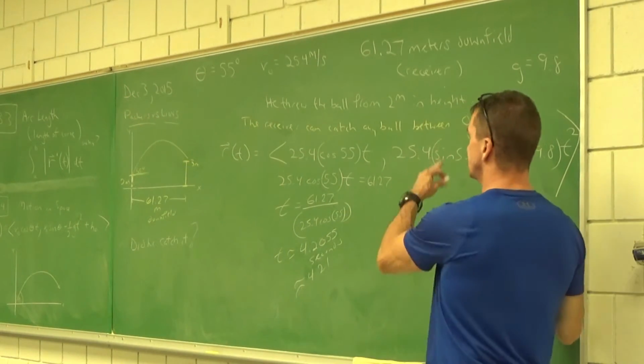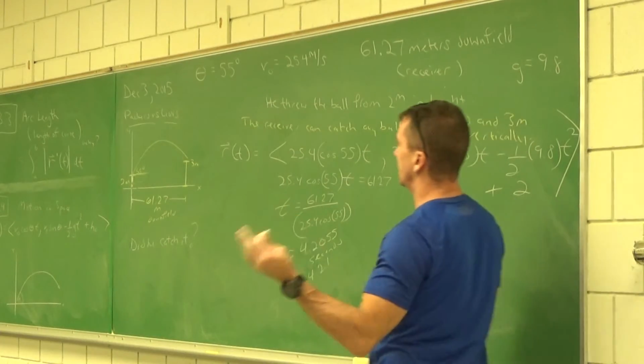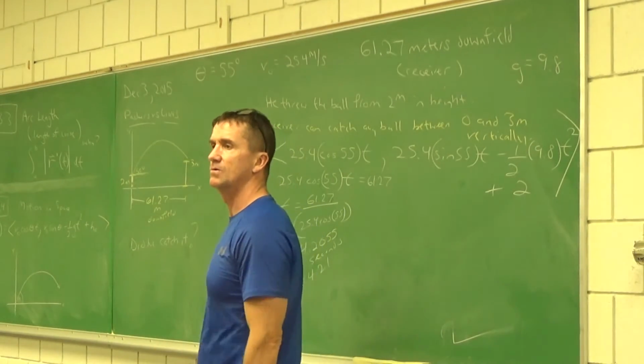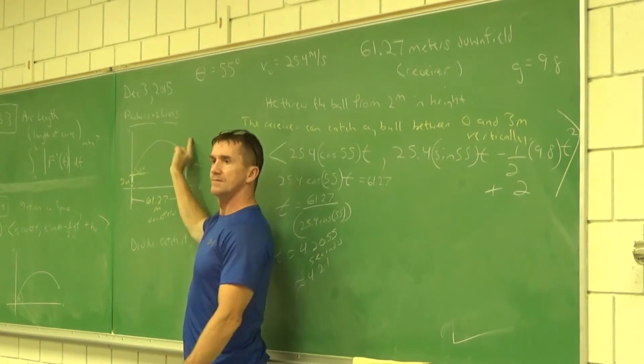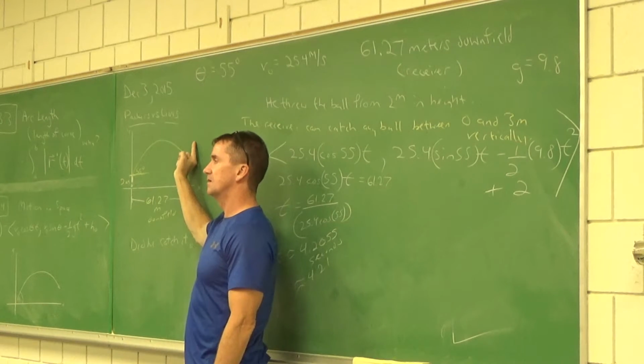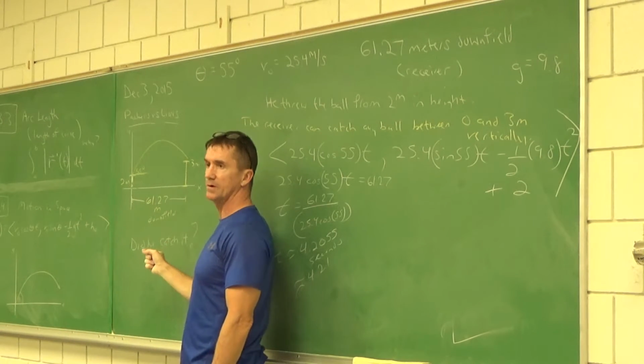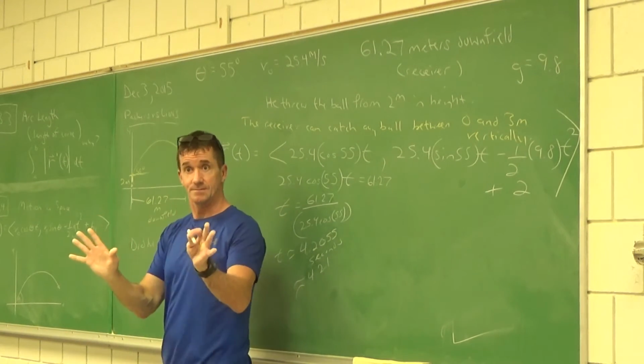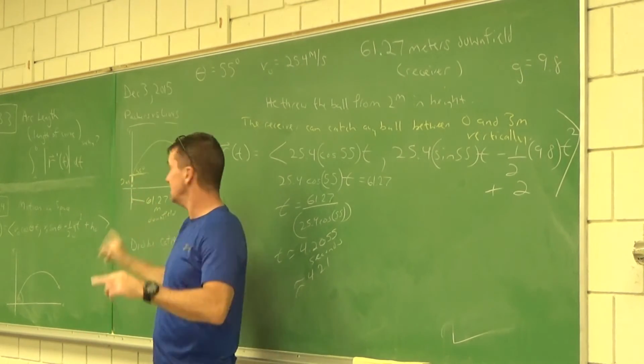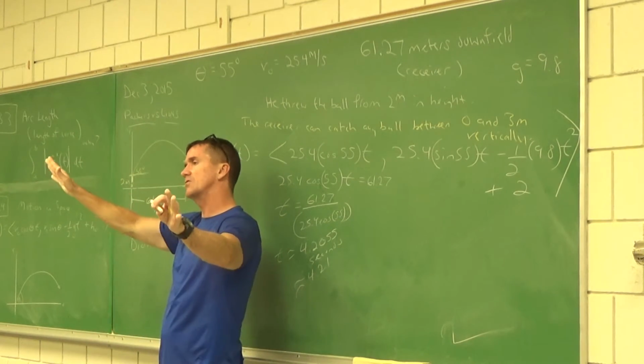Sound good? Now let's discuss this. Let's say I get a number like 8. What's the answer? Whatever it's at, right? What if I get a number like 2.5? Yes, he caught it. So from 0 to 3, he catches it. Above 3, it's over his head.